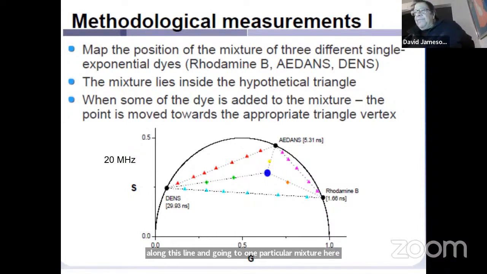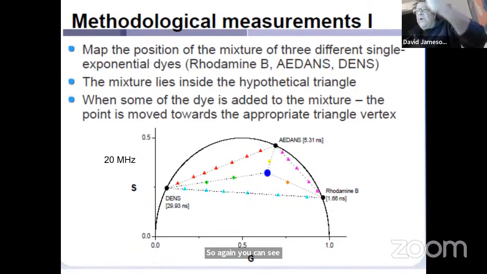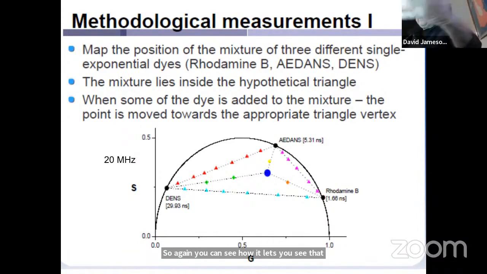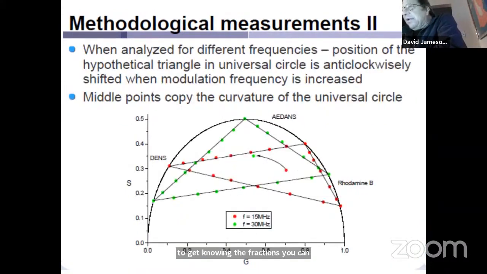So again, you can see how it lets you see that there's components inside, and you can actually analyze those, knowing the fractions, to solve for different things. And I'll illustrate that. Then here's what happens when you do two light modulation frequencies.